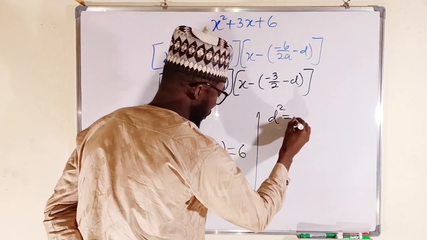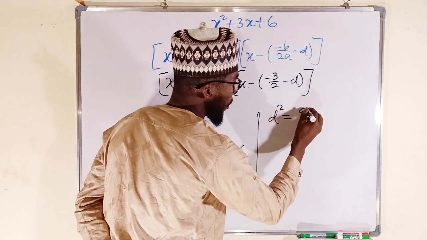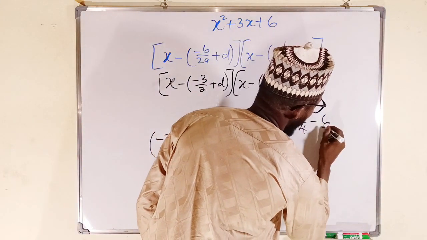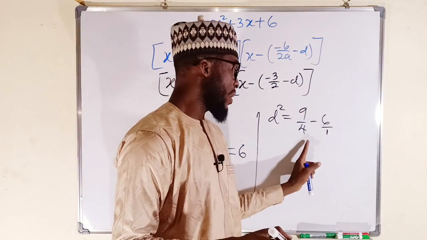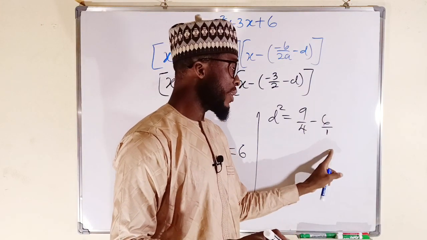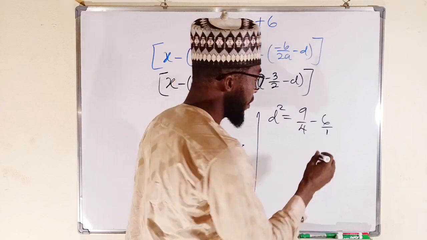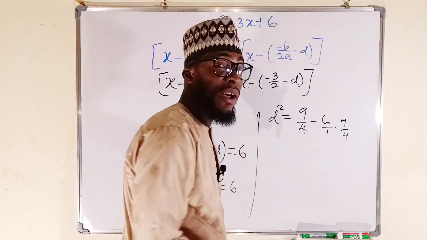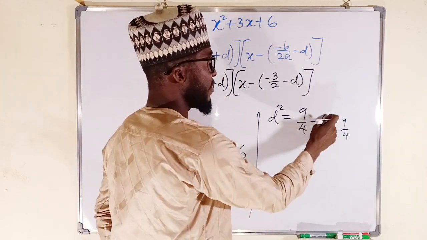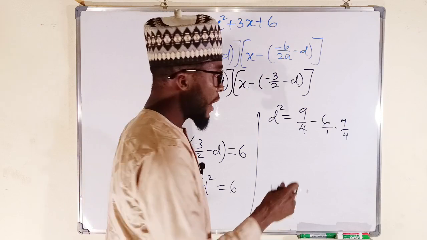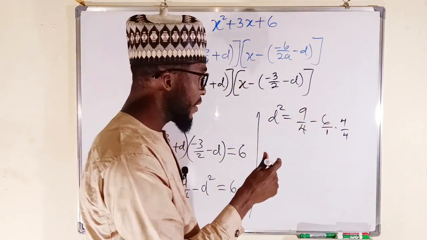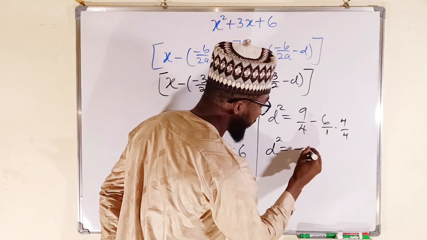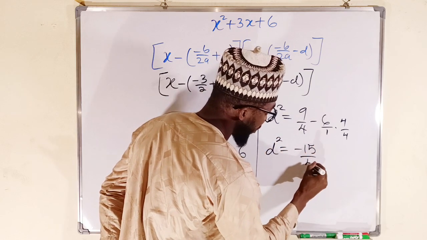D squared is equal to 9 over 4 minus 6. You know, this can be rationalized. 6 divided by 1. To make a common denominator, you can multiply the top and the bottom by 4, right? So multiply this by 4, multiply this by 4. So you can see 1 times 4 is 4. So we have equal denominators. 6 times 4 is 24. And 9 minus 24, I think, is negative 15. So d squared is equal to negative 15 divided by 4, right?